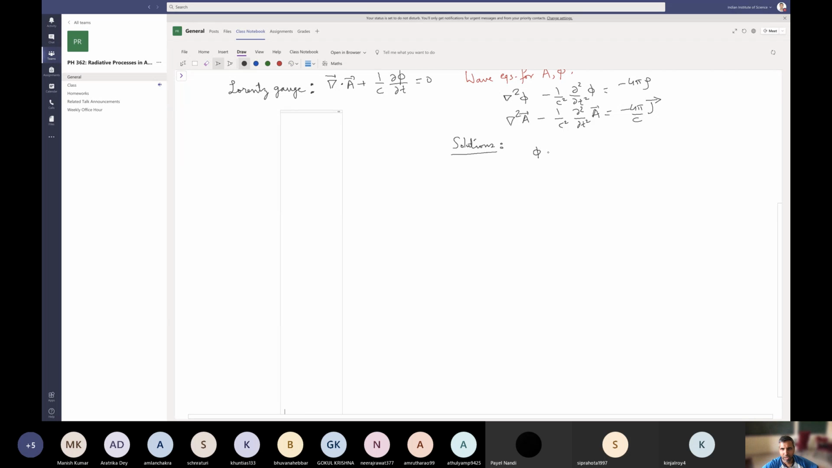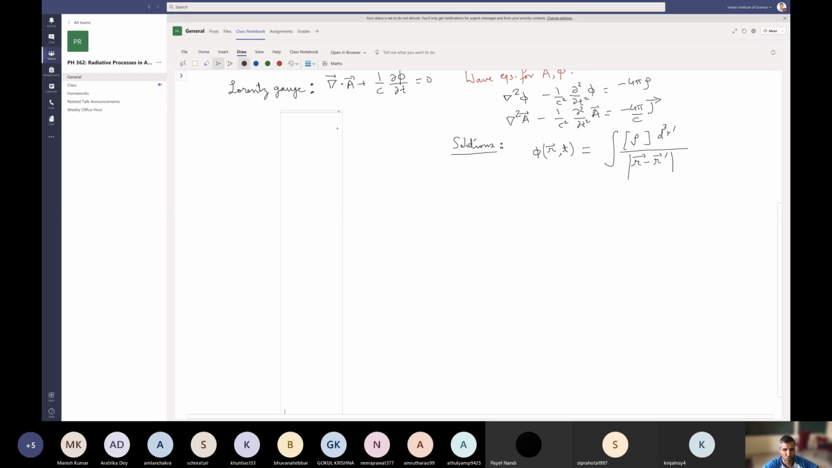Phi as a function of position and time. This is a field, so it's a function of r and t. This is equal to the integral of rho, the charge density. Let me just write down d3 r prime over, integration over some volume, r minus r prime. Okay, so this is the solution for your potential.